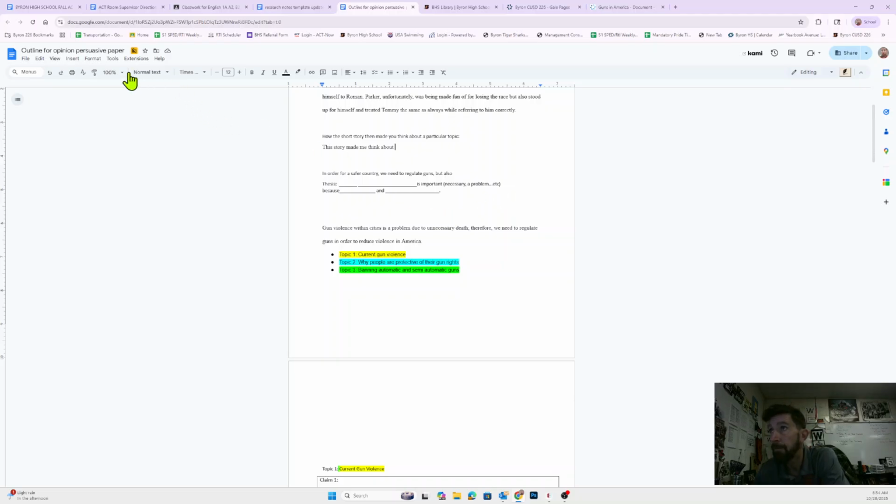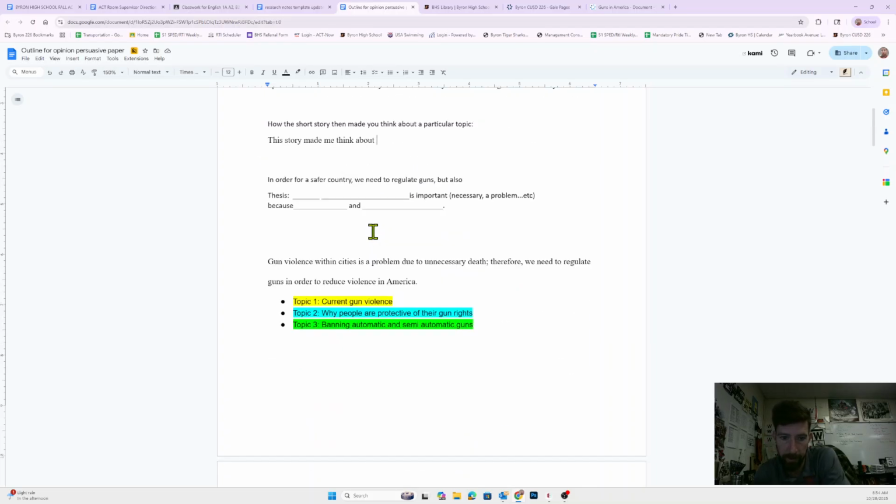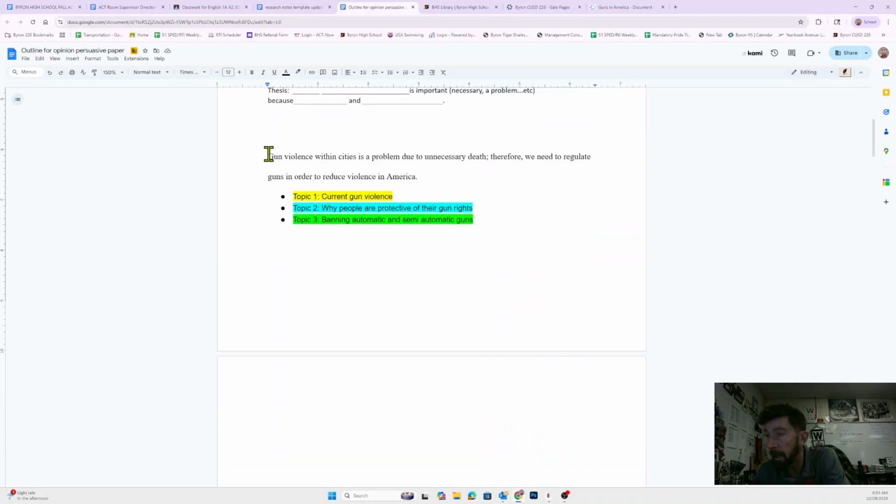Now, if you look at my example up here, it was from a former student, so I just grabbed that because I didn't develop an intro for this. But I did write a thesis for my original paper topic, which is gun violence and things like that in the city, right? So here's how I made my thesis. Gun violence within cities is a problem due to unnecessary death. Therefore, we need to regulate guns in order to reduce violence in America, right?